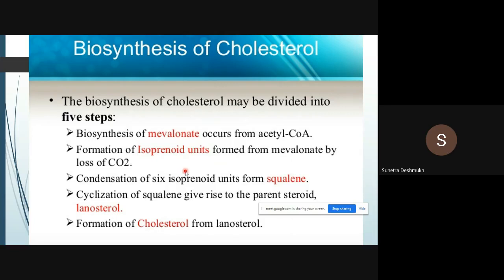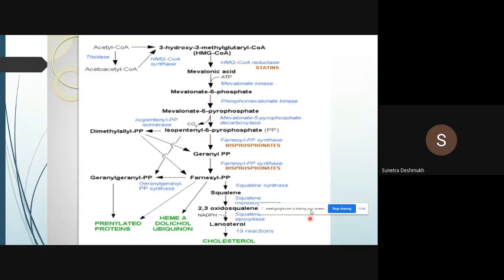So we synthesize squalene from the 6 isoprene units, and finally we convert this squalene to lanosterol, the first parent steroid, by cyclization of squalene. And once you get lanosterol, you can convert lanosterol to cholesterol. So this is the schematic presentation of the cholesterol synthesis from acetyl coenzyme A.